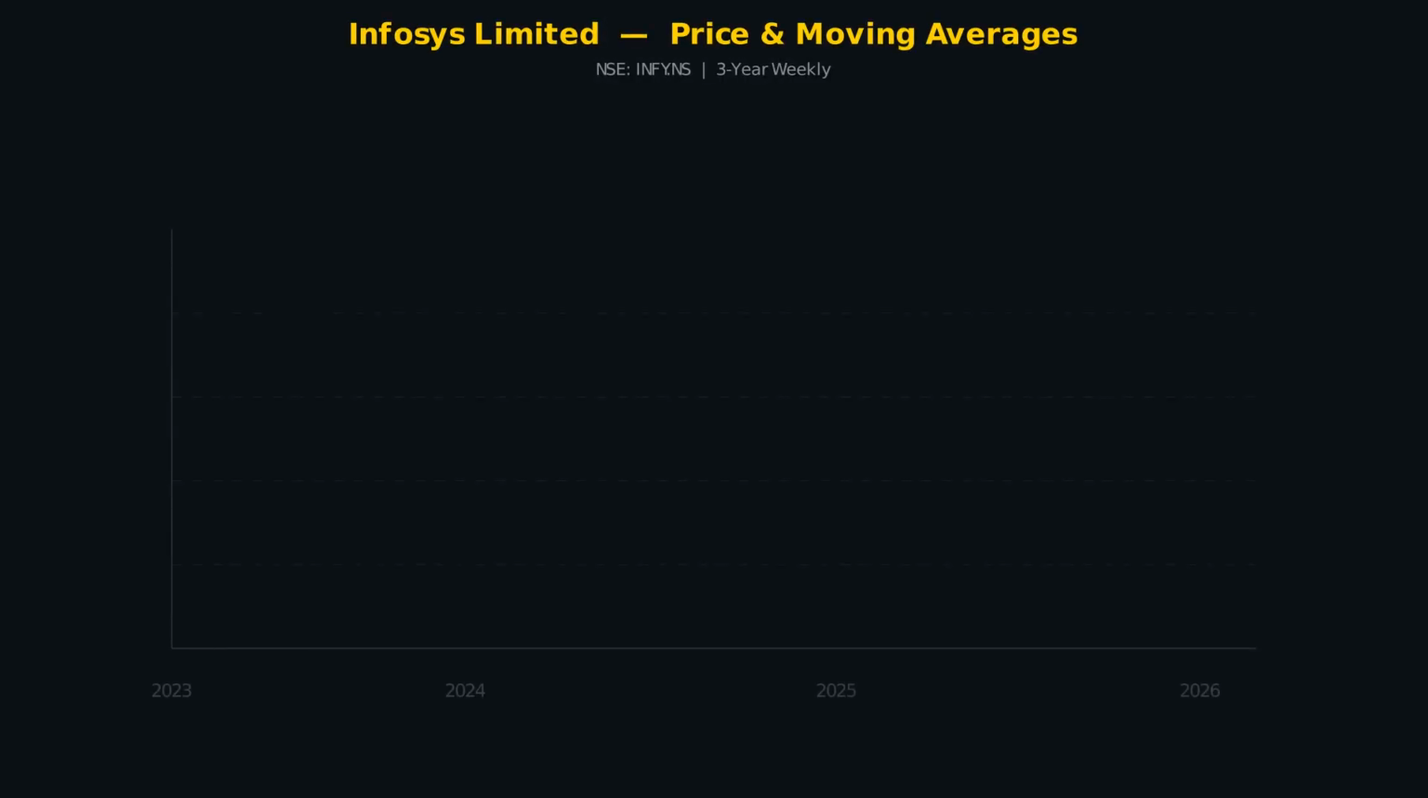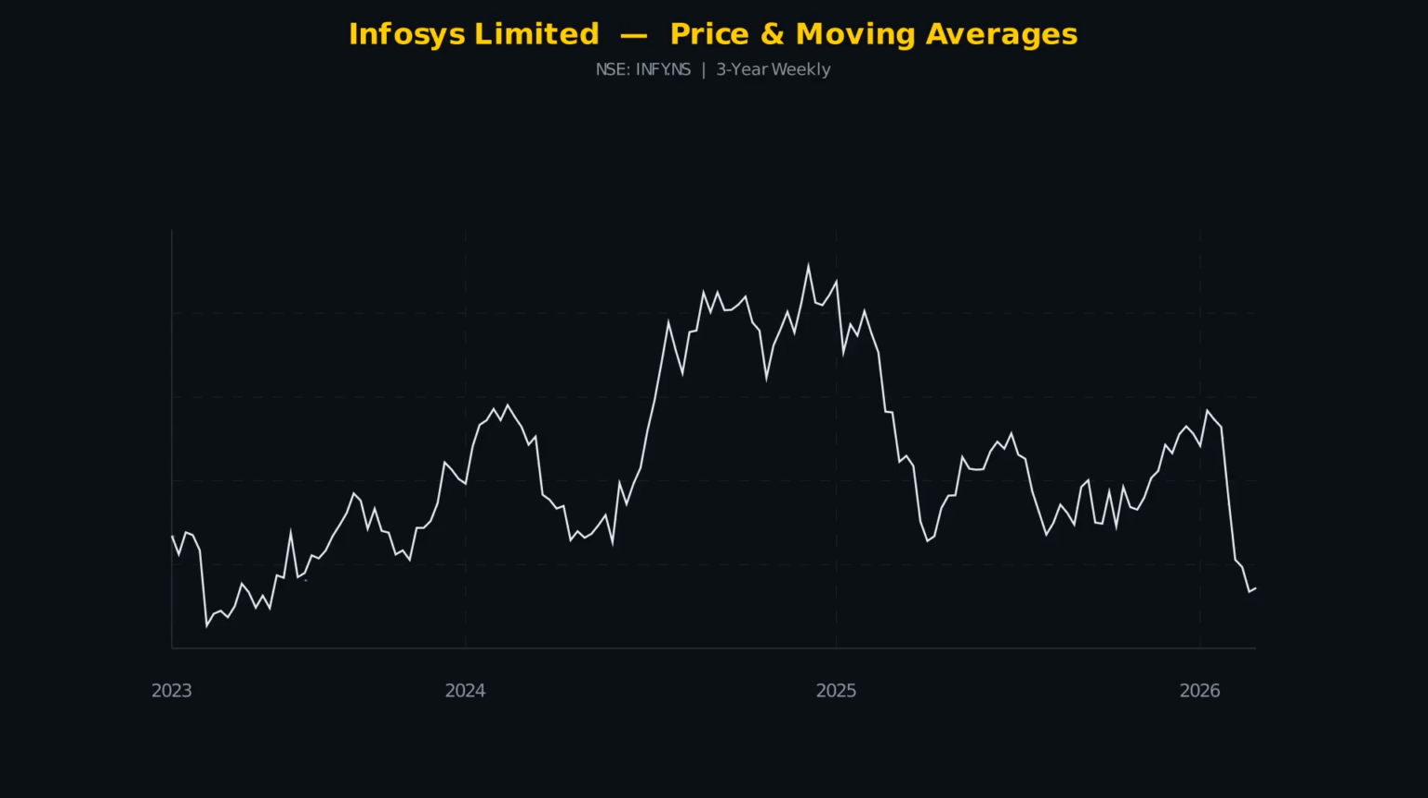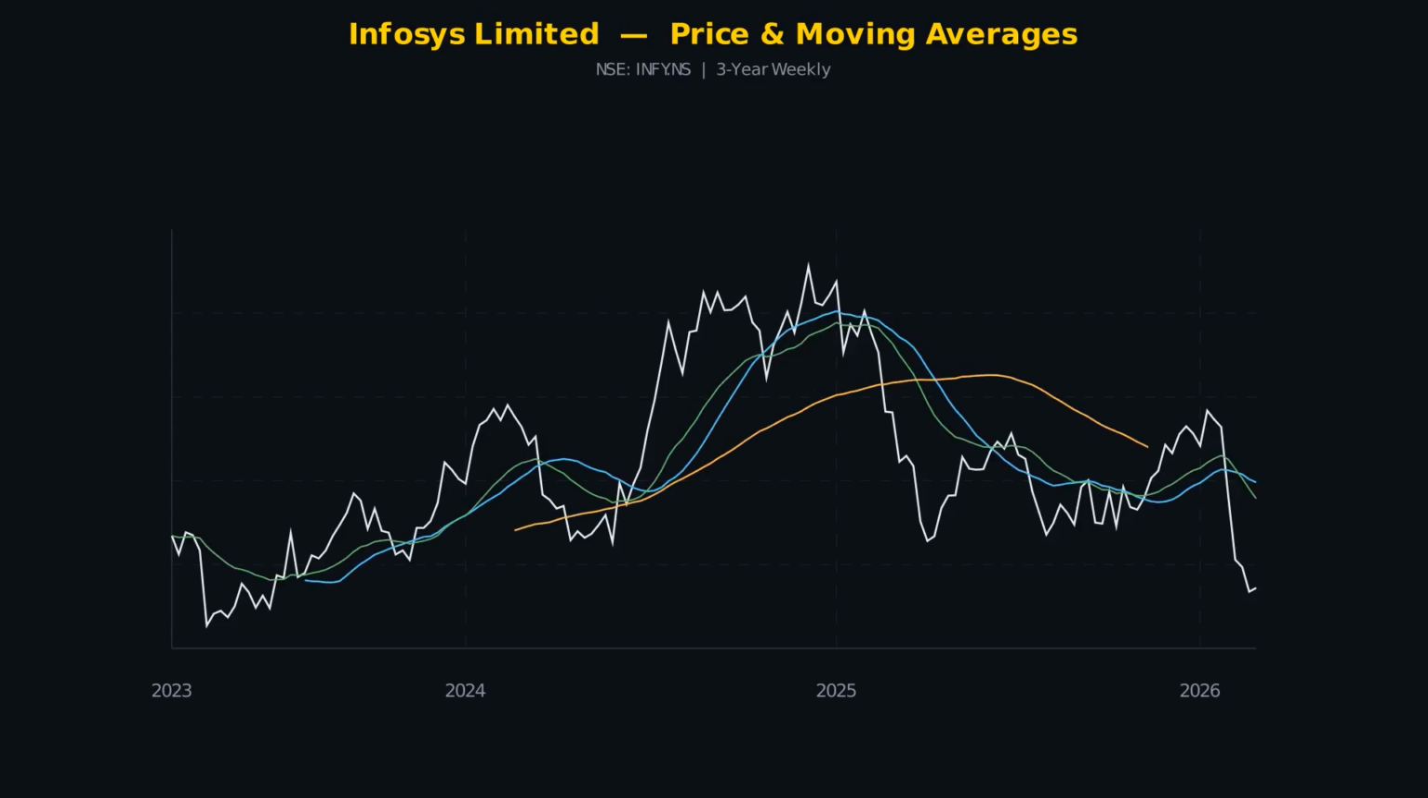Infosys Limited is currently at Rs 1,308. The SMA 20 is at 1,535, and the SMA 50 is at 1,523. Price is below the 50-period average, indicating a downtrend. Watch how the moving averages act as dynamic support and resistance throughout the 3 years of price history shown here.